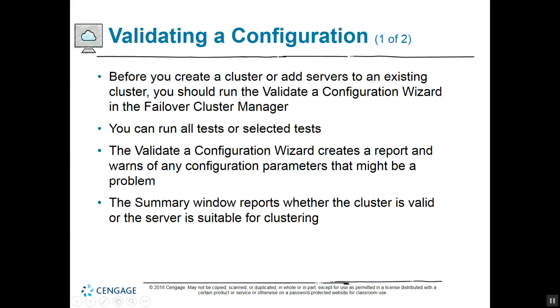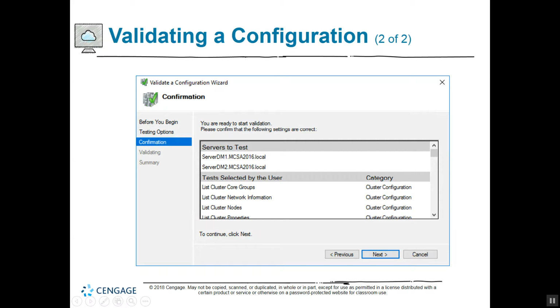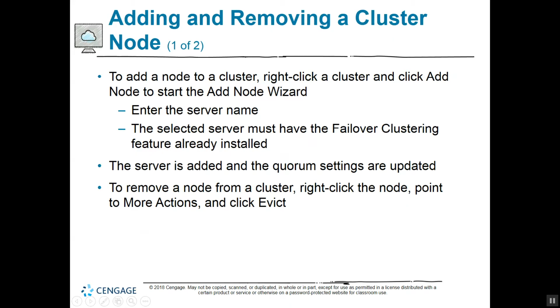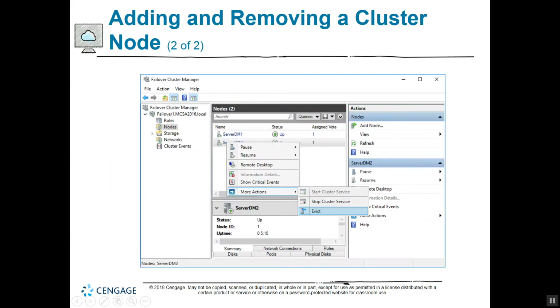Now, before you can create a cluster or add servers to an existing cluster, you should run the Validate Configuration Wizard in the Failover Cluster Manager. Like I said, we just dealt with this at the end of the previous chapter, but we're reiterating it. All right. So here we are, validating the configuration wizard. Okay, adding, removing. So here we are, Failover Cluster Manager. We can select the node and go through, and if we want to, we will evict from the node.